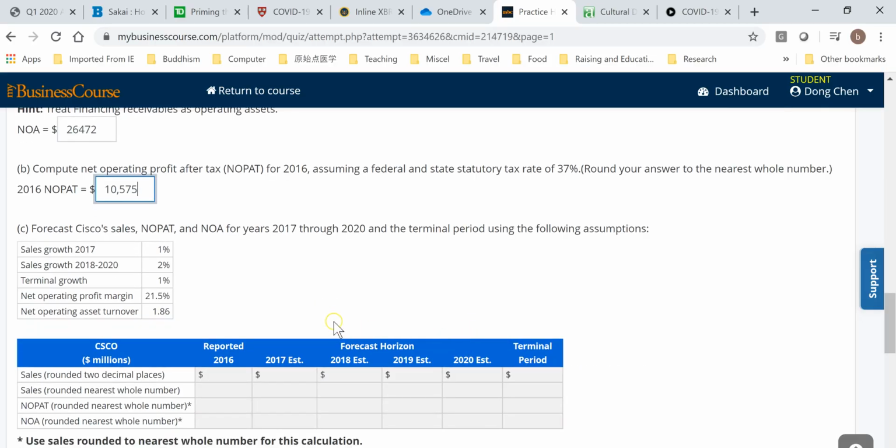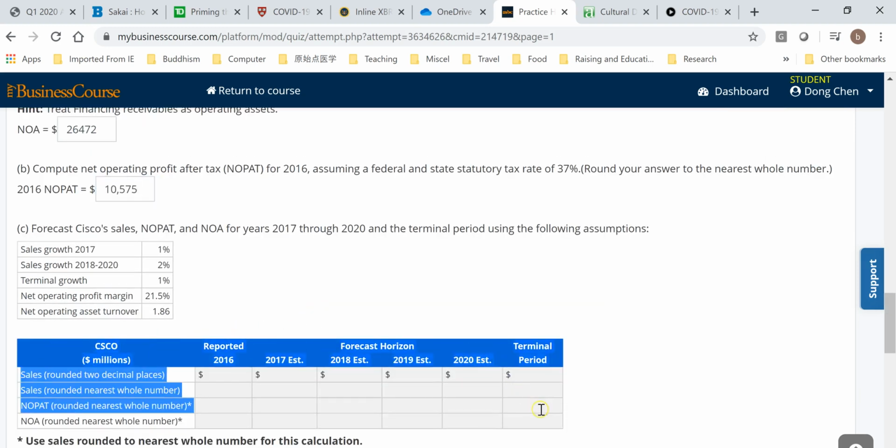Part C is slightly more complicated. This requires us to do some forecasting.